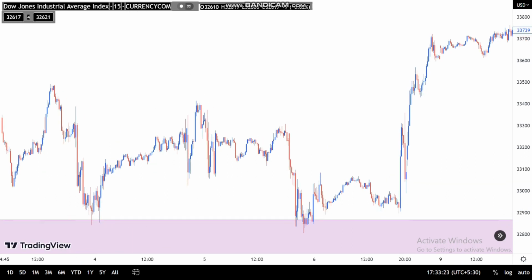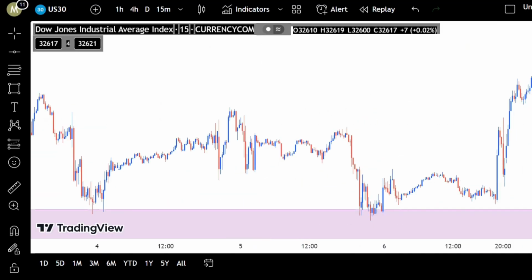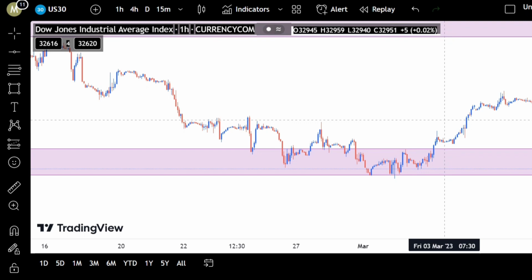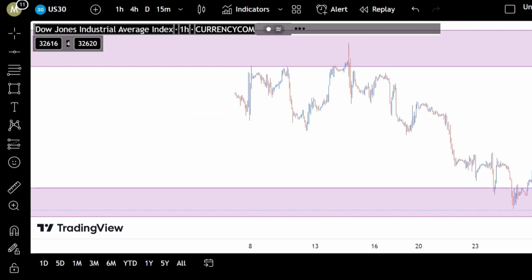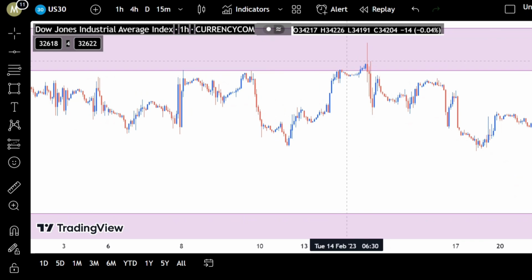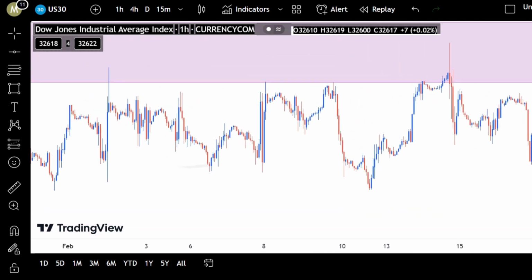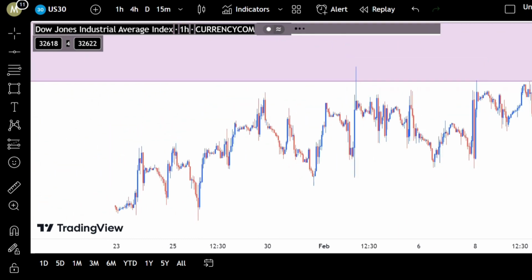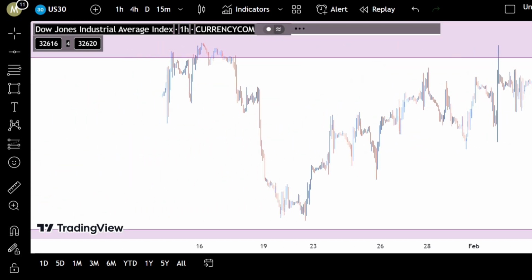Now let's go to a bigger time frame, like 1 hour, and see what we had. So what do we have on 1 hour? Again, on 1 hour we had rejection, as you can see. I would have taken a nice trade right here, as you can see.